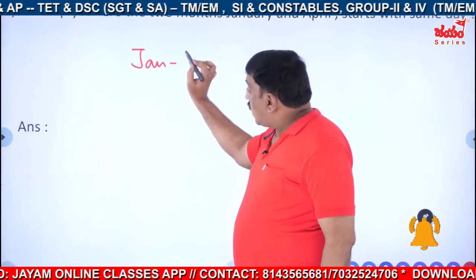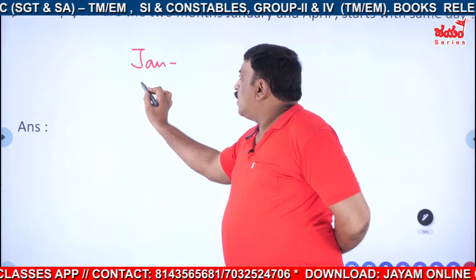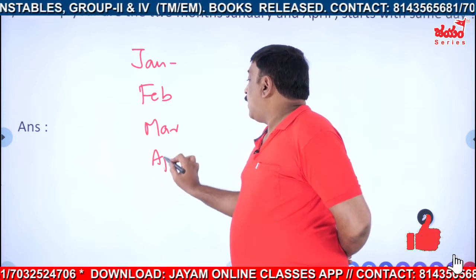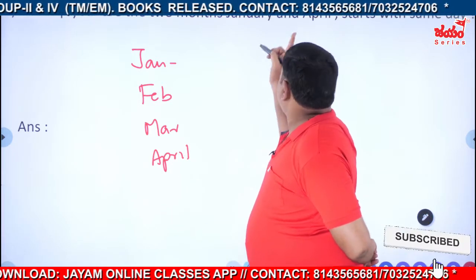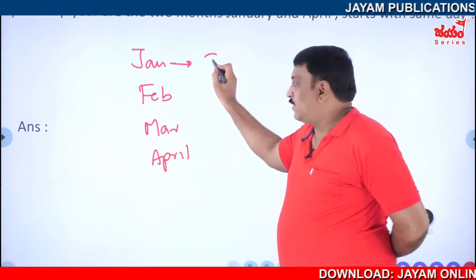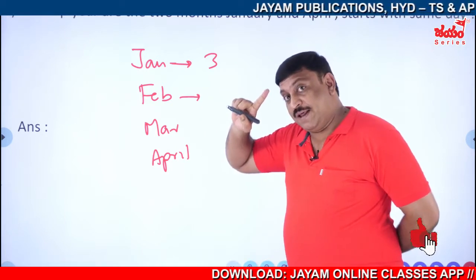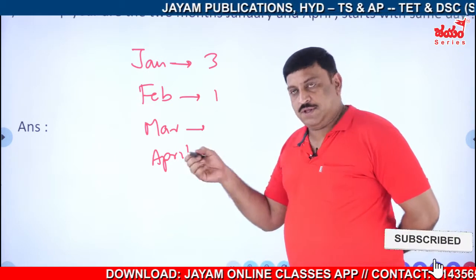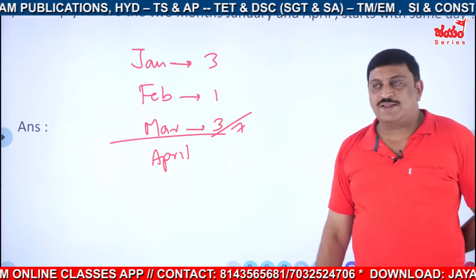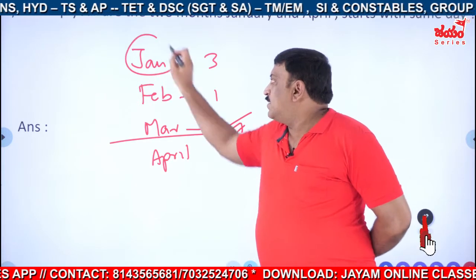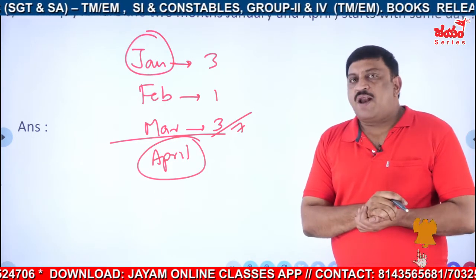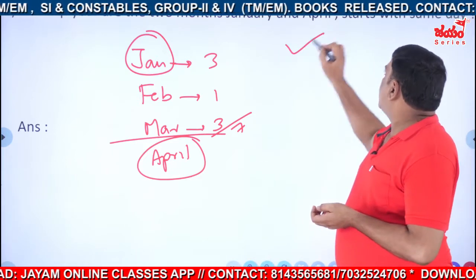So January 1st, sorry, no need of any dates here. Jan, Feb, March, and April, right? They are saying April, so we have to count only up to March, is it not? So let us see. January, how many odd days are there? 3. February, how many odd days? Leap year, 1 day. March, 3. So total how many? 7, over. So once we got 7, the next month after the starting month, that is starting month is Jan, next month is April. So January and April resemble the same. Definitely both will resemble the same.